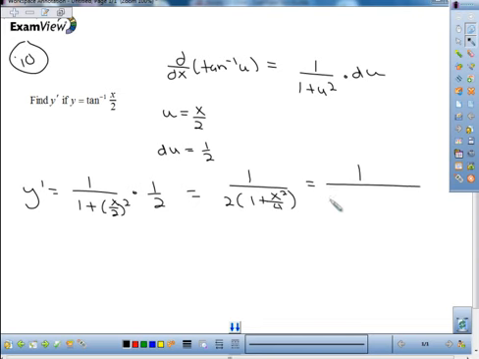My common denominator is 4. So since this is the 1, I multiplied it by 4, so I need to multiply the numerator by 4. So I get 1 over 4 plus x squared over 4.